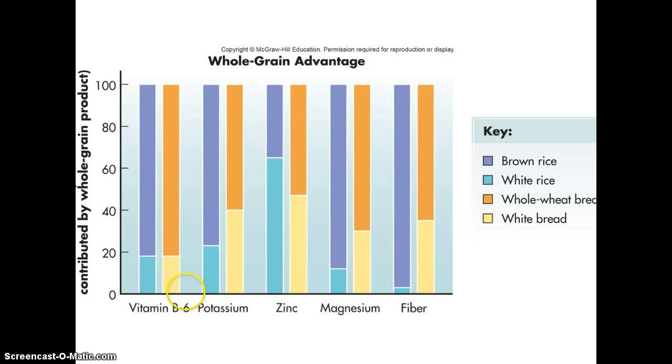So if you look here at whole wheat bread, brown is the whole wheat bread, white is the regular bread. Look at the B6 content. Okay, look at the potassium content. Quite a bit substantial. Zinc, okay, again, so much more. Magnesium, fiber. So whole grains are by far a better choice when it comes to B vitamin content.